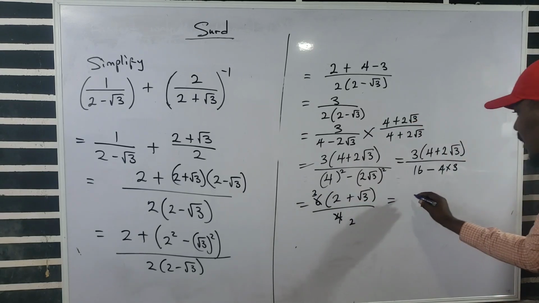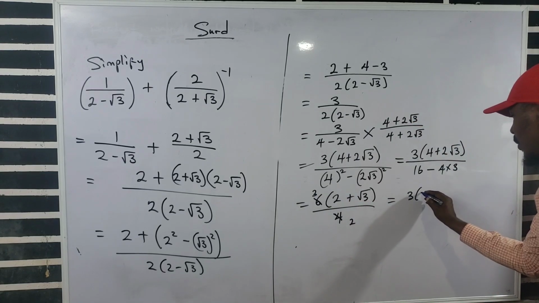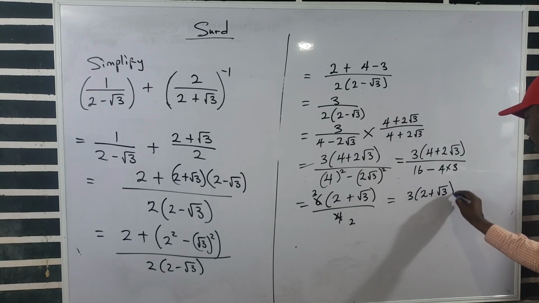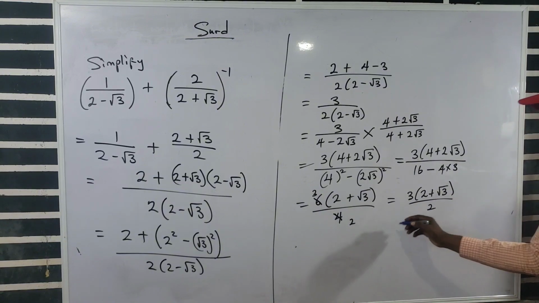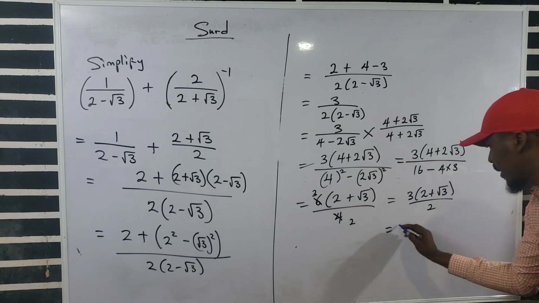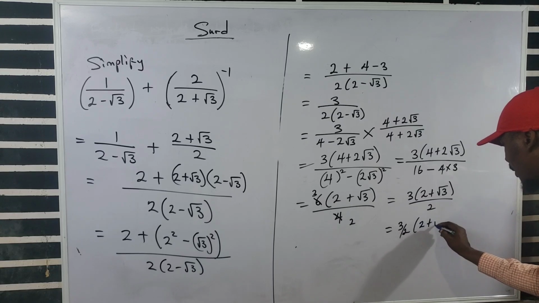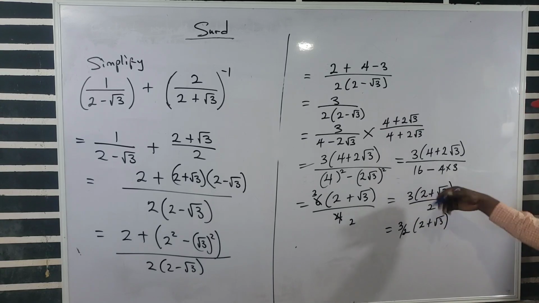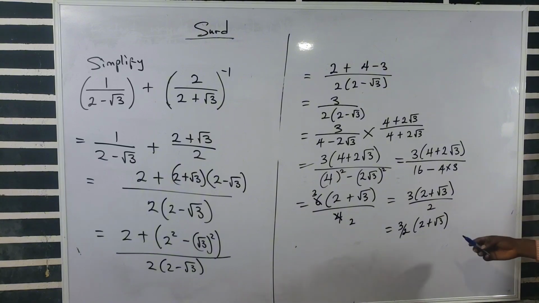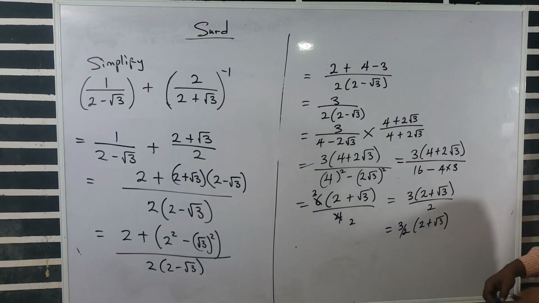So our final answer is going to be √3 into 2 plus √3 over 2, which can be expressed in different form. You can write it as √3 over 2 into 2 plus √3. You can express it in different form, but the most important thing is that we no longer have surd at the denominator. Okay, so that's how to solve that particular problem.